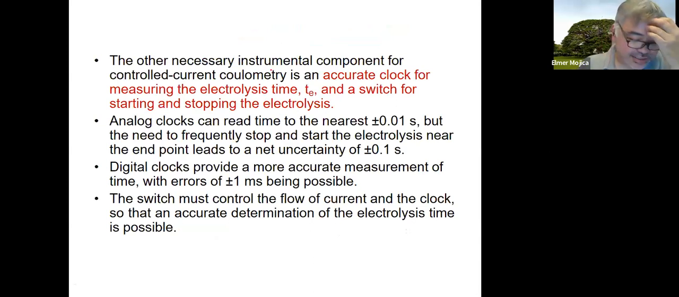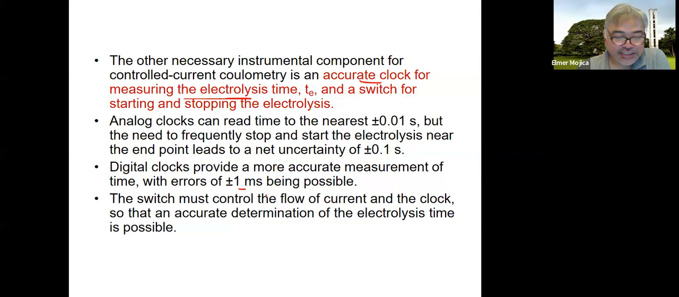So here we could say one other necessary instrumental component for this technique is an accurate clock for measuring the electrolysis time, TE, and a switch for starting and stopping the electrolysis. So usually they use what? An analog clock. So imagine you have an analog clock that's accurate to the nearest 0.01 second. But the need to frequently stop and start the electrolysis near the endpoint leads to a net uncertainty of 0.1 second. So a digital clock is much more accurate, around 1 millisecond.